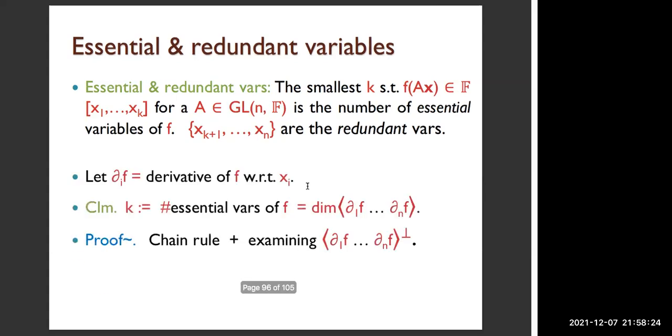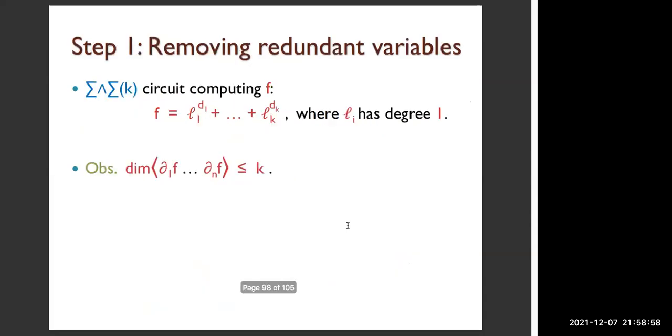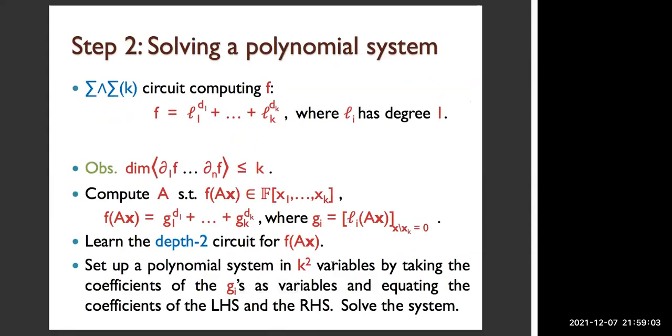It turns out that you can actually find the essential variables, and you can find a transformation A that will reduce the number of variables and keep only the essential variables. It's an algorithm due to Carlini, and Kayal built on it and gave a randomized polytime algorithm. That's because of a very nice, exact connection between the number of essential variables and the dimension of the first order partials of F. So let's take this forward: I can actually reduce the number of variables and keep only the essential variables. And now we are done. I think this is the last slide, actually.